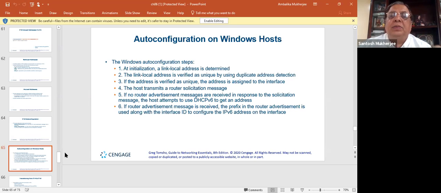The host transmits a router solicitation message. The network host basically transmits a router solicitation message, which means you can send it to this interface. If no router advertisement messages are received in response to the solicitation message, the host attempts to get an address. The host sends a solicitation message, and if no reply is given, then a new address is obtained from DHCPv6 servers. If a router advertisement message is received, the prefix in the router advertisement is used along with the interface ID to configure the IPv6 address.